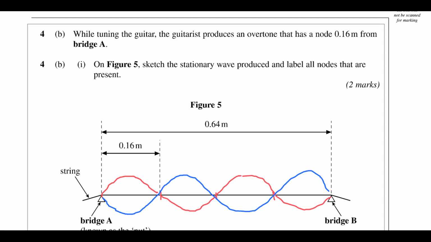So it wants us to label all the nodes. Node, and I realize I missed this one right at the beginning, and a node. So we've produced 5 nodes overall, or 3 between those 2 we've created there. All right.